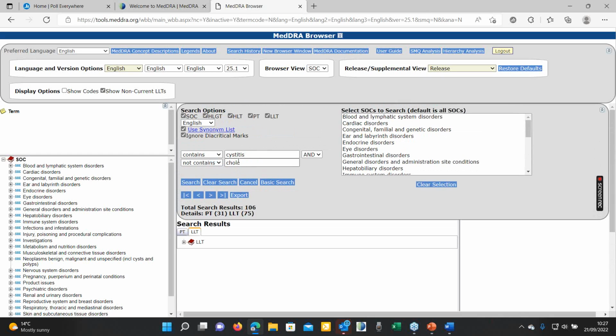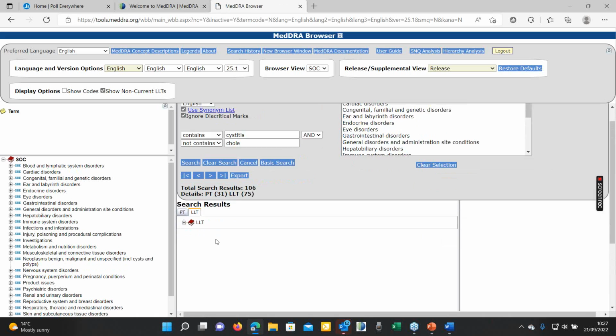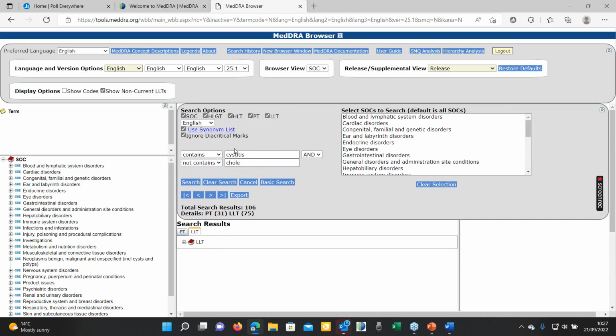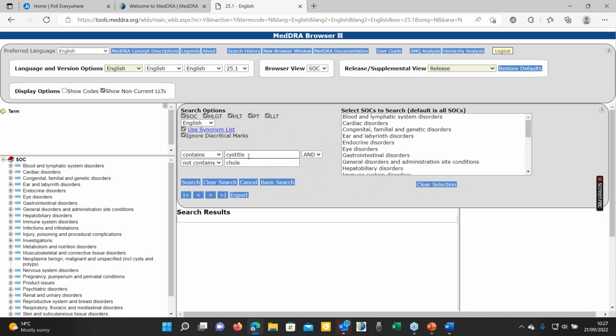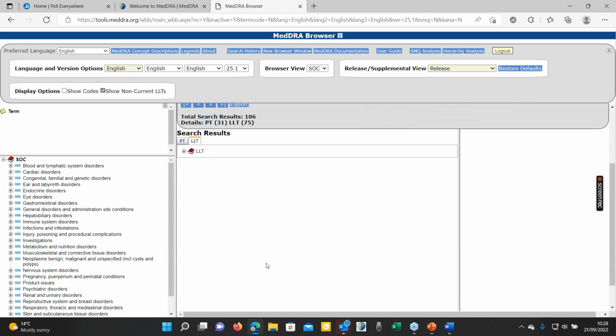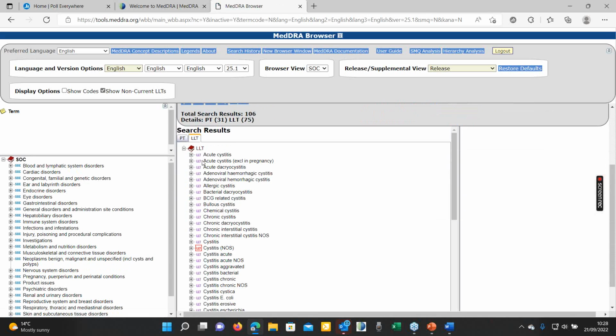Oh, I haven't got anything now. What have I done wrong? Cystitis and not contains. What have I done wrong here? Let's go back to cystitis. Show the LLTs. I think it's fine. Search. And show the LLTs. Oh, I have to unclick them. That's why. Thank you. So here we go.